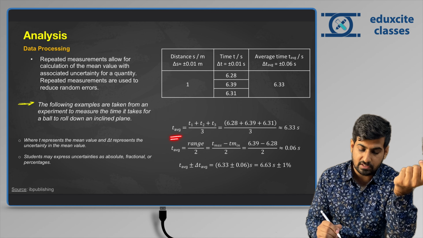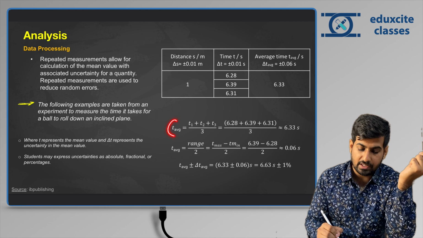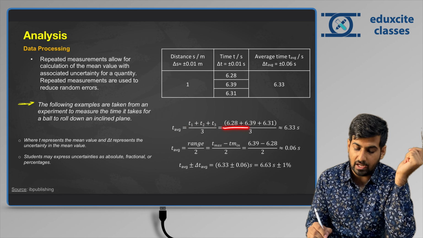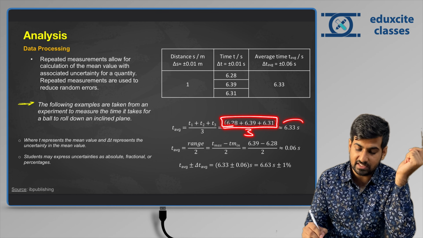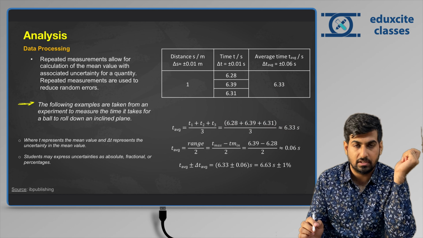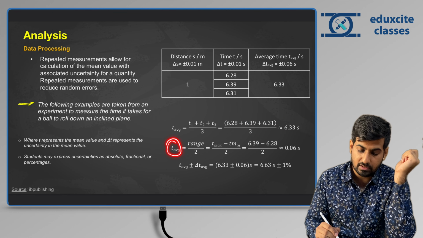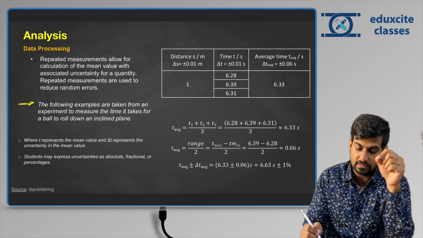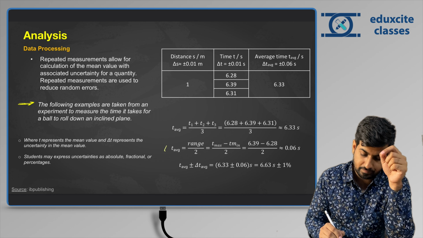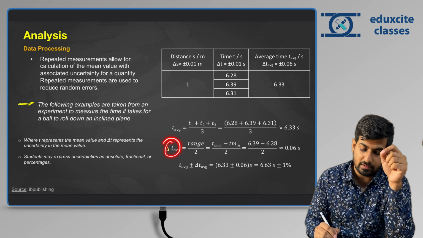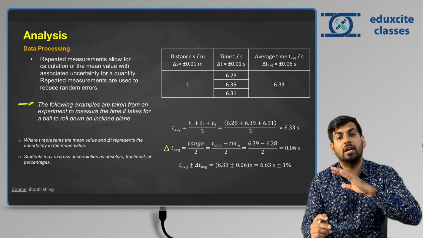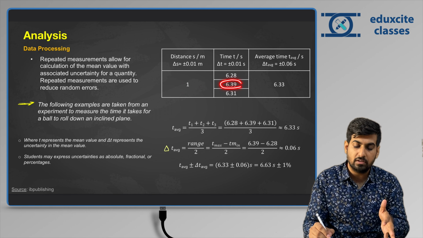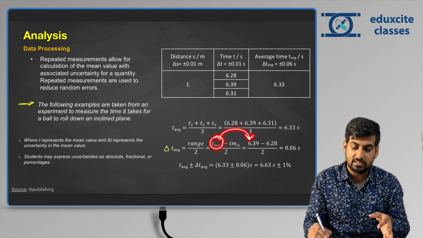For that, I have mentioned the calculation for you. The average is simple: the summation of all the data divided by the number of observations. So I add all the data and divide by 3, and I get 6.33, which I have written in this column. Now the range: average range by 2. That is how you calculate the uncertainties. This is delta t. Now delta t is what? The range divided by 2, and now the range is what? The maximum value you get for the same trial, like for 1 meter, what is the maximum value? 6.39. So 6.39 is the maximum time.